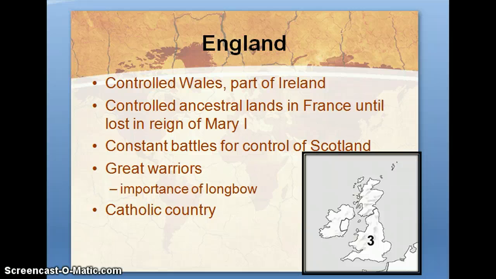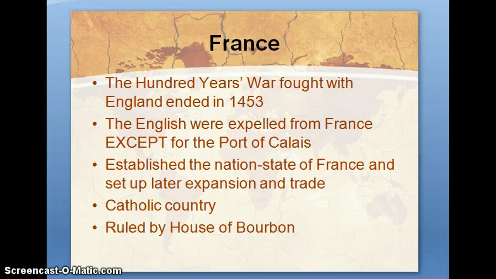Okay, we have other religions as well, but England is going to be Catholic. That's England at this point. In France, we're going to see the 100 Years' War fought with England, and that's going to end in 1453. From the 100 Years' War, the English are going to be expelled or kicked out from France, except for the port of Calais, which is a tiny little port town on the north of the coast.